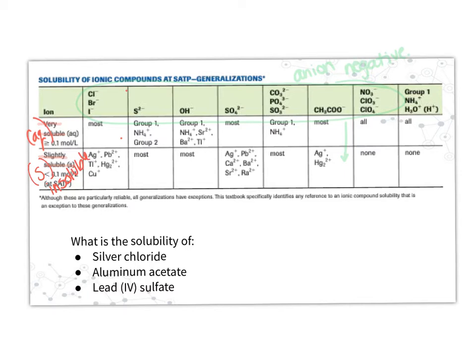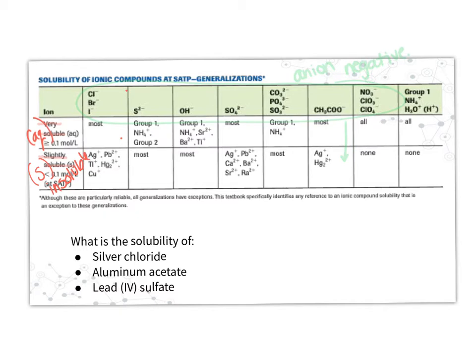Insoluble doesn't mean that absolutely none dissolve. It just means that the majority of them do not. Most of them will sit at the bottom of a solution. Maybe one got to dissolve. So we're going to use this table to decide on the solubility of silver chloride, aluminum acetate, and lead 4 sulfate. Let's get started.